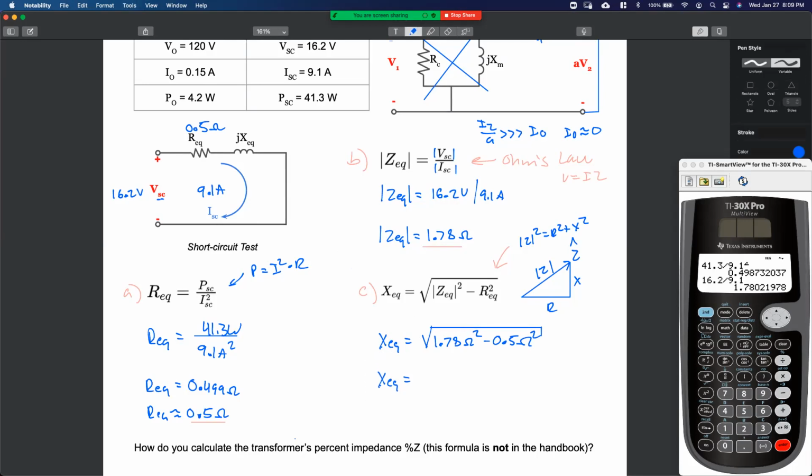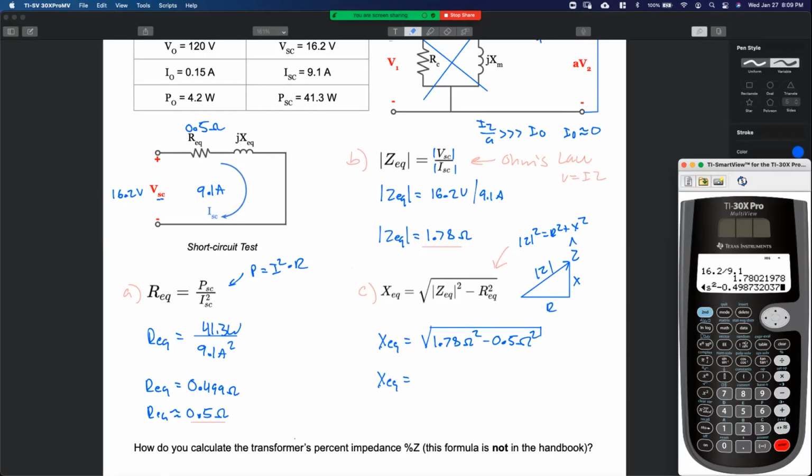The calculator didn't like that. Let's try that again. There we go. I'm going to do second answer squared. There's my 1.78 ohms minus, I'm going to scroll up, look for my 0.5 rounded. Here it is. I'm going to square it. I'm going to hit enter. And then I'm going to do square root of second answer. I'm going to do that in two steps.